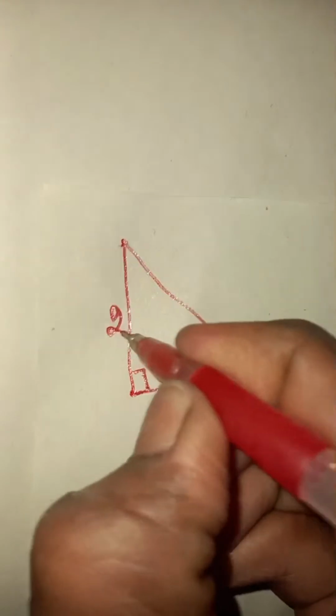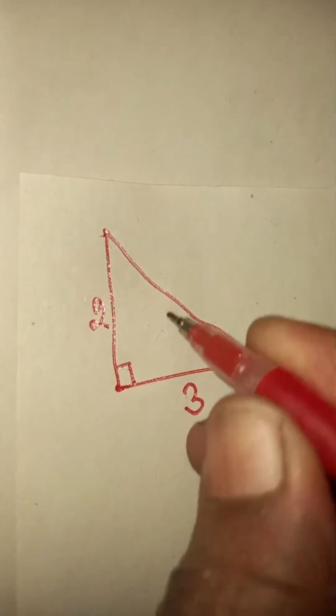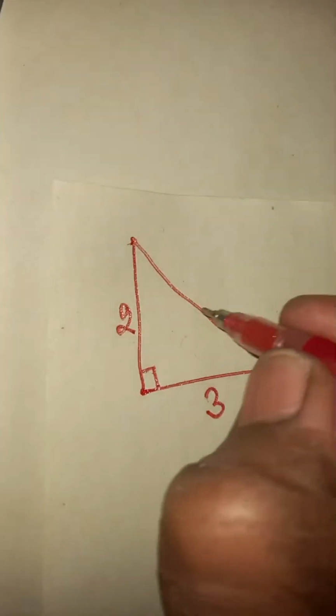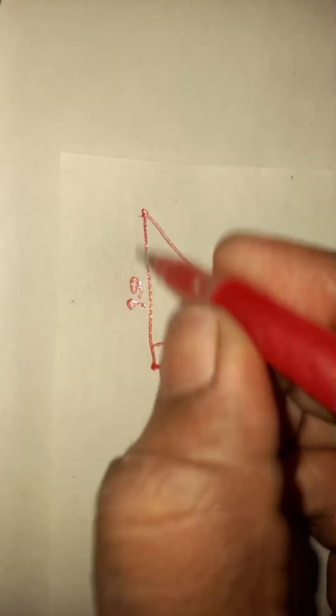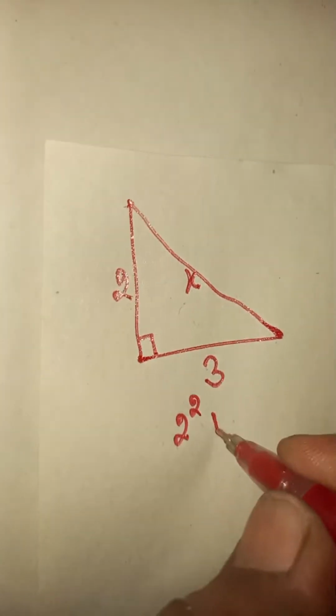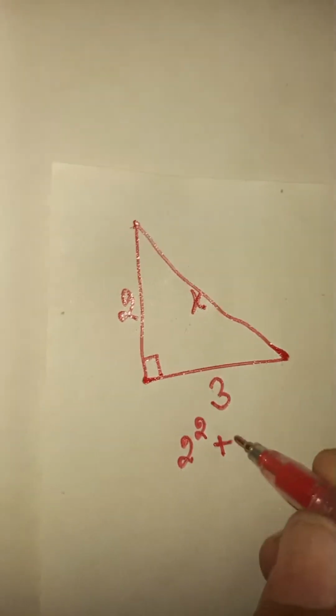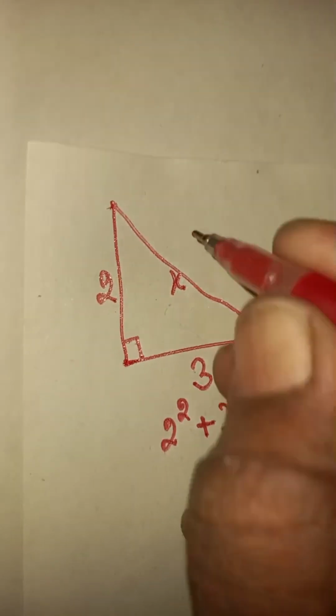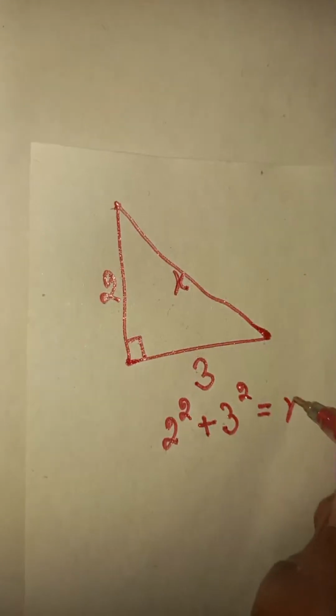Now I'm going to tell some problems on trigonometry. They have given the three sides. In this right angle triangle, they have given this side as 2 units and this side as 3 units. You need to find the hypotenuse. Let's take it as x. This side length squared, which is 2 squared, plus this side length squared, that is 3 squared, equals hypotenuse squared, which is x squared.